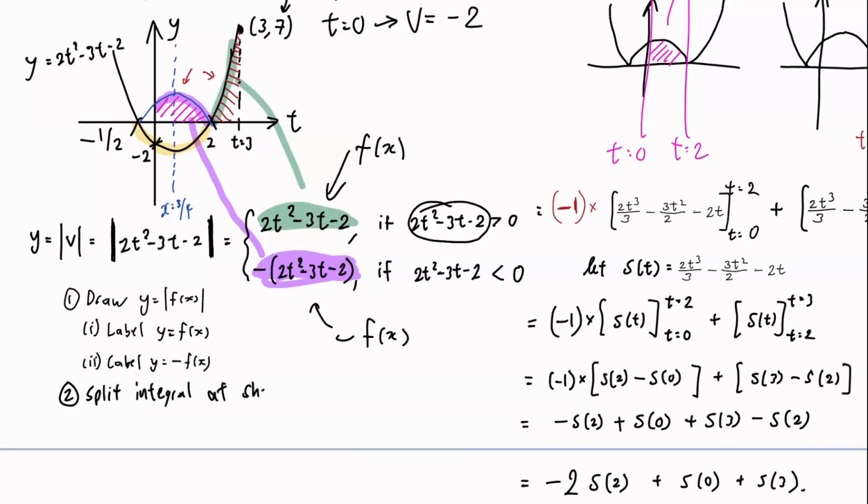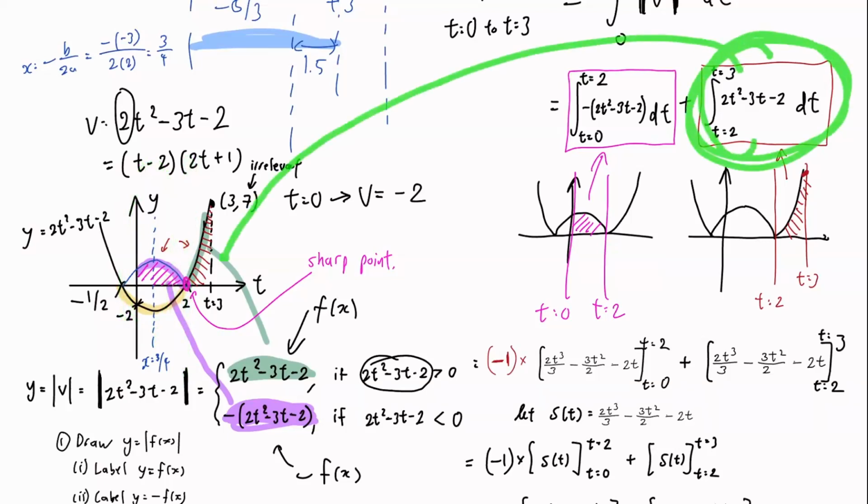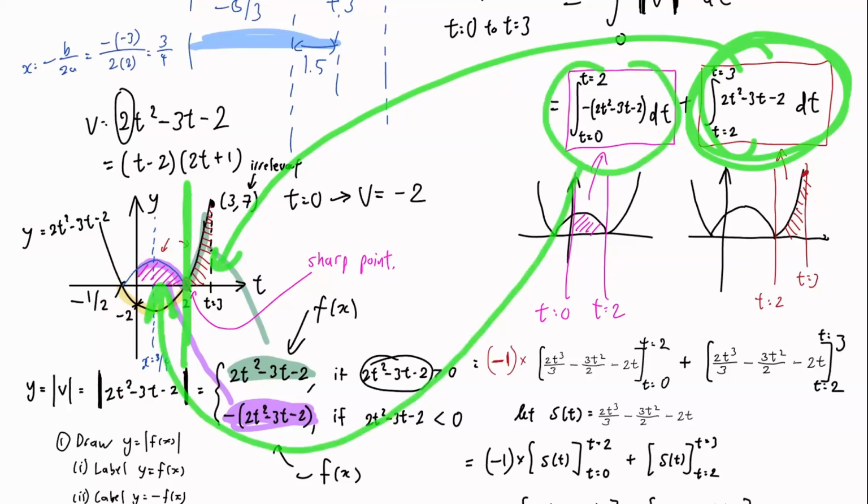sharp point. What is a sharp point? If you look carefully at the graph, you'll notice that there's one sharp point over here. So what we are doing is splitting the integral up into 2 pieces. t equals 0 to t equals 2, that's for the first piece, the left half. Then the second piece is t equals 2 to t equals 3. That's for the right half after the sharp point. Can you see that? This is before and after the sharp point.